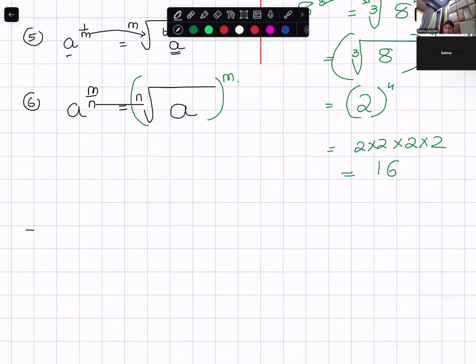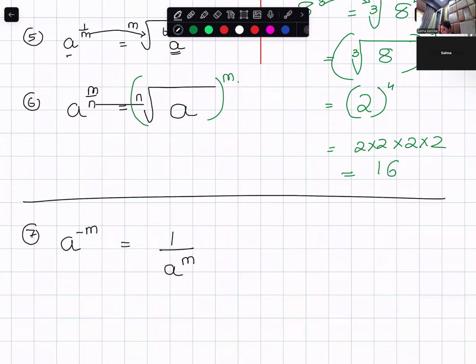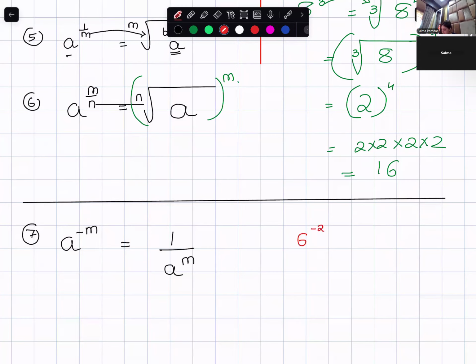Seventh law of indices. I have A raised to minus m. Anything which is raised to minus, if I want to bring it to positive, I should put it on the opposite side. So it would be 1 upon A raised to m. Say for example, I have 6 raised to minus 2. So it will become 1 upon 6 raised to 2. 6 squared is 36. So it will become 1 over 36.